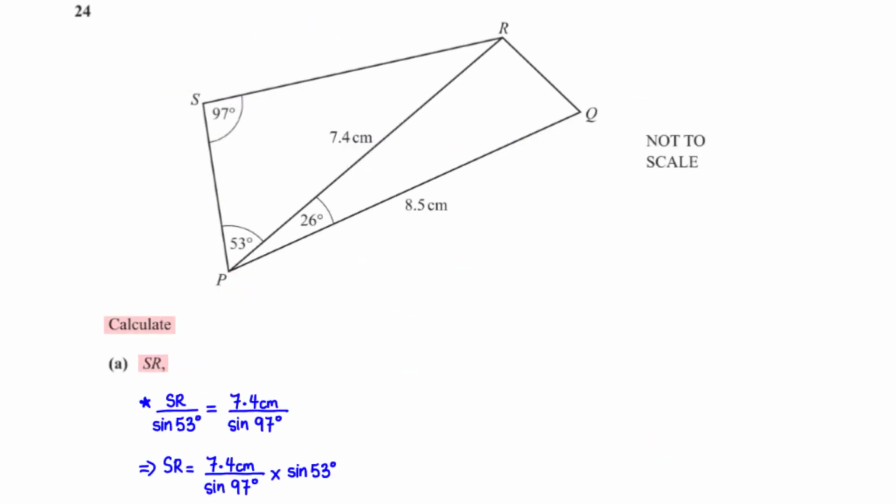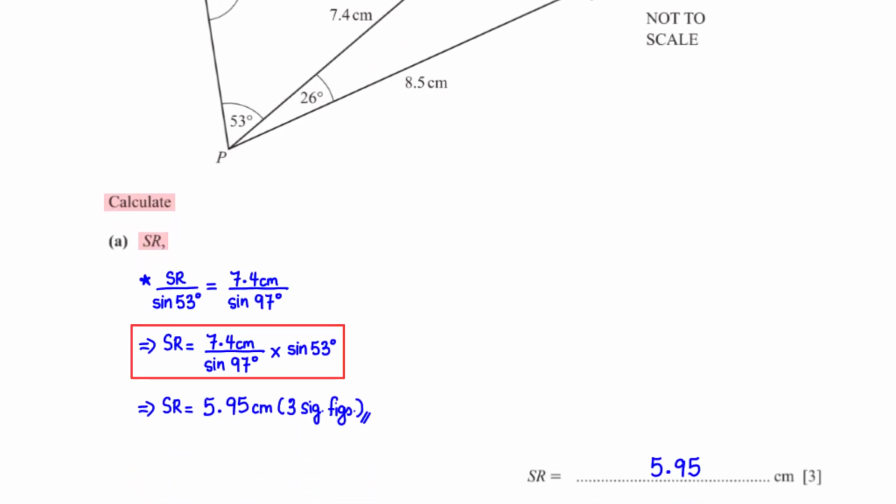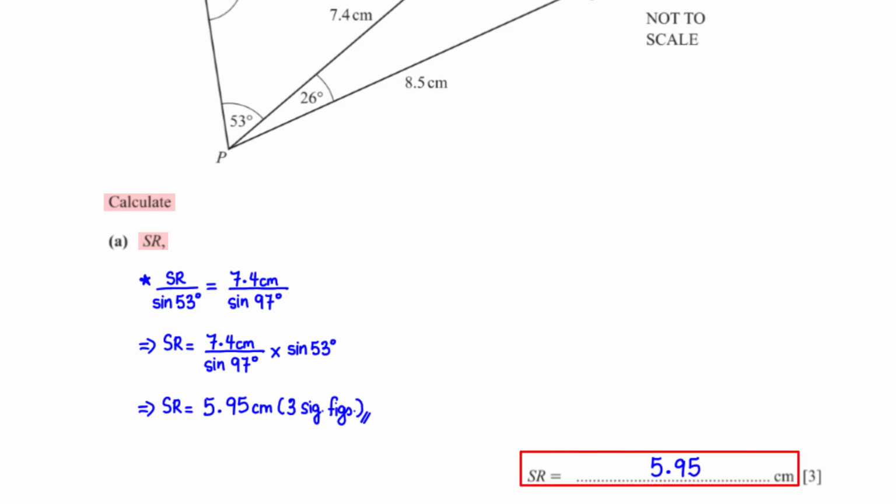Calculate SR. To get SR, we apply the sine rule to triangle PRS. This gives us SR over sine 53 degrees equals 7.4 centimeters over sine 97 degrees. When we make SR the subject, this is what we have. When we type this into the calculator, we get 5.95 centimeters rounded to 3 significant figures.